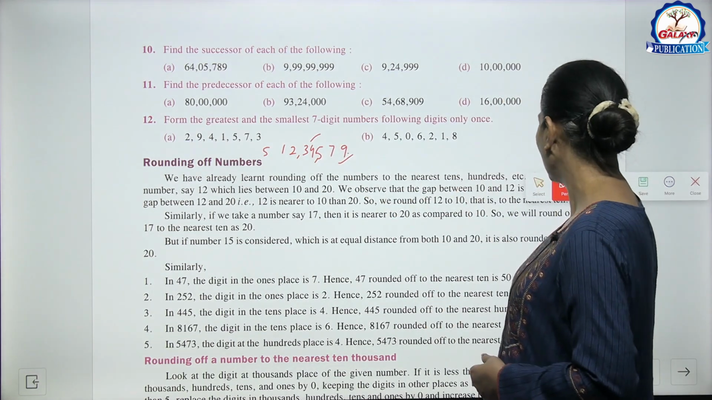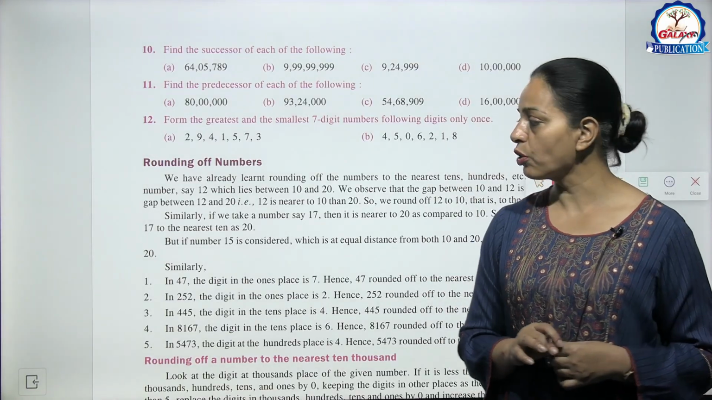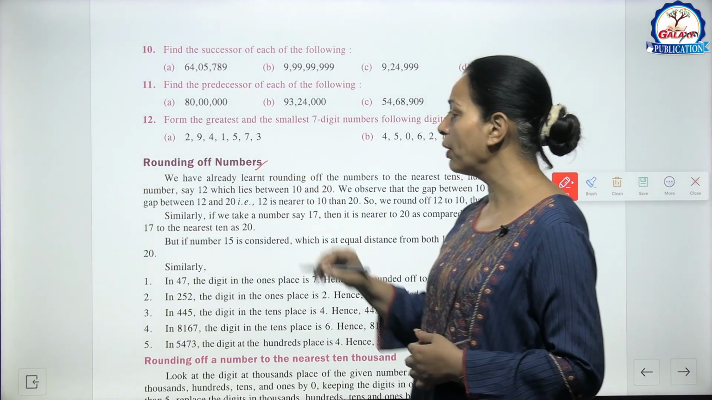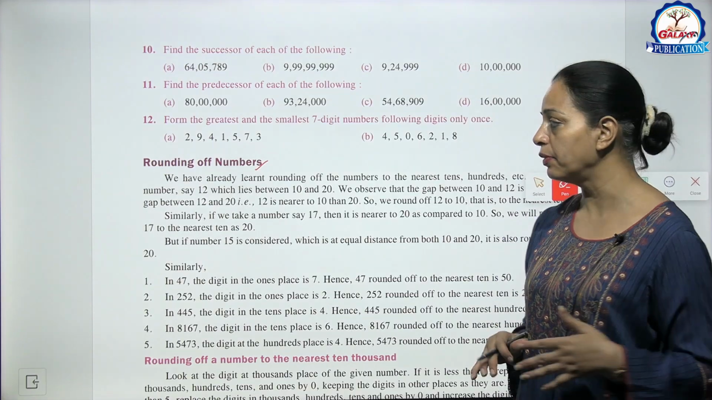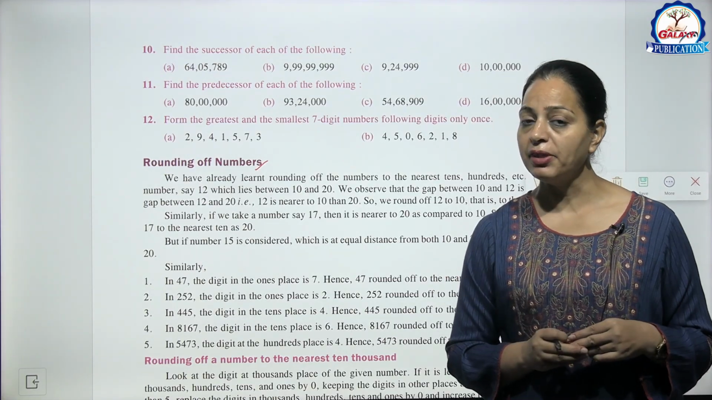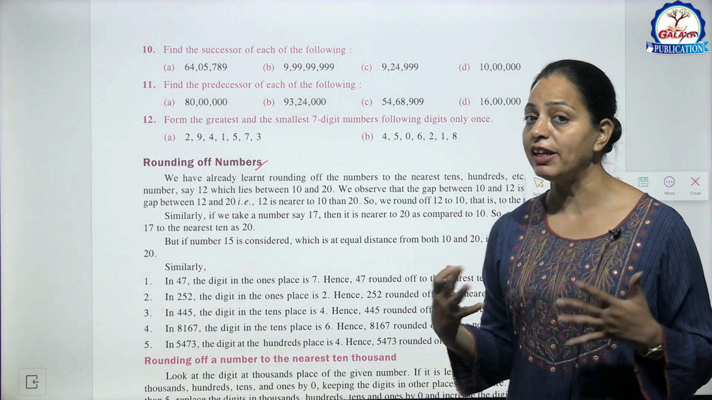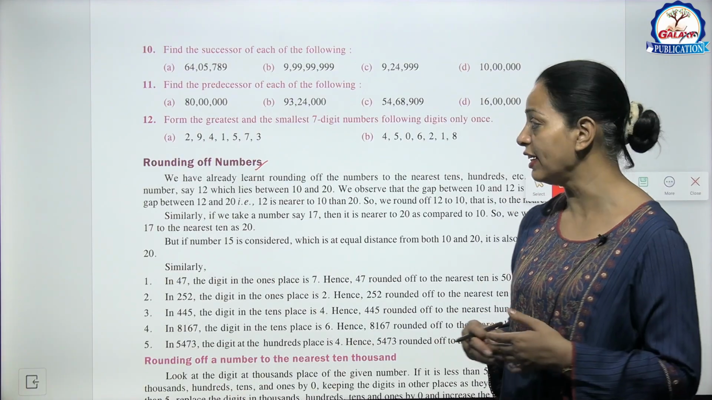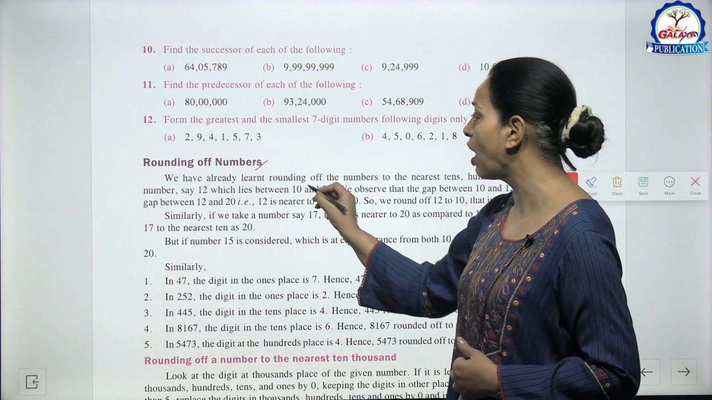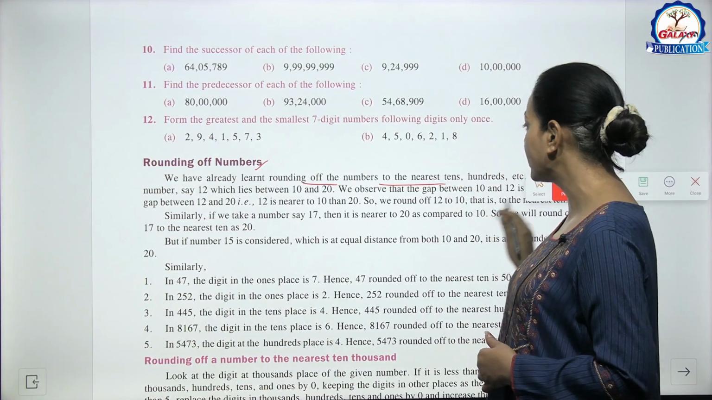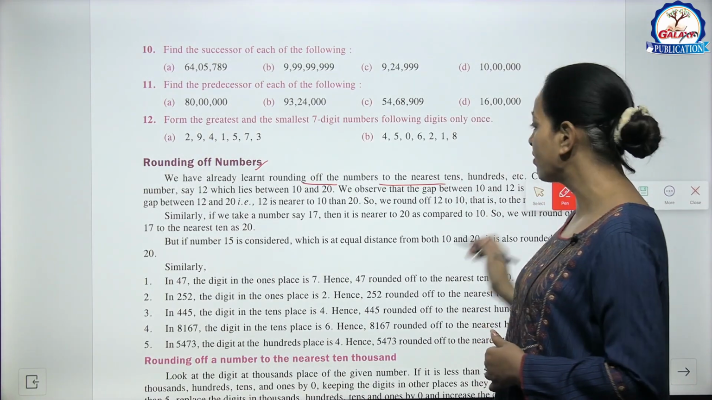12,34,579. So similarly you can try B part. Okay. Now come to next topic, rounding of numbers. Rounding of number means like एक approximate value find out करना. See, we have already learned rounding of the numbers to the nearest tens, hundreds, etc.